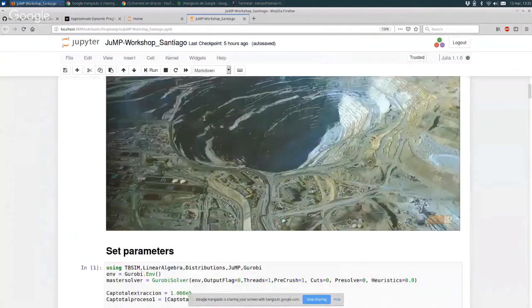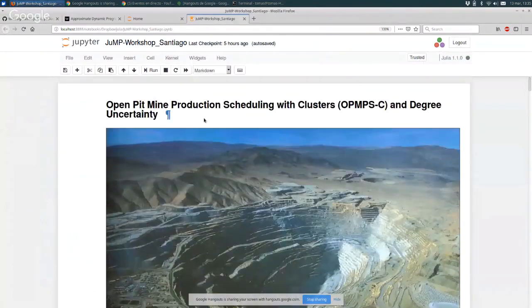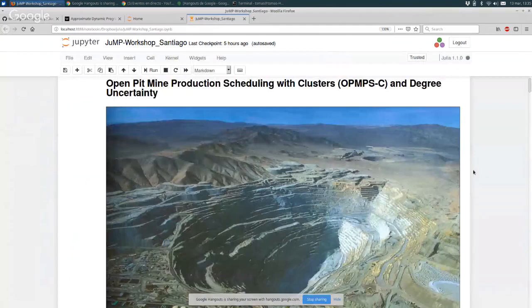Okay, so we're not going to go through all that code, but what I'm going to say is that these are very hard problems to solve. Okay? Each of these mines can be represented by millions, millions of blocks. Okay? And you have to take a decision on when to schedule them, for many periods, like for example 20 years. So it's a very hard problem to solve.